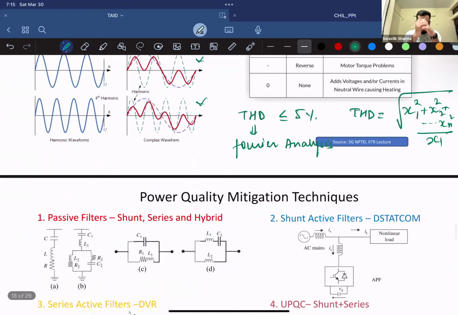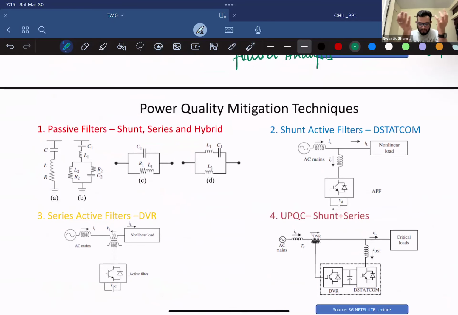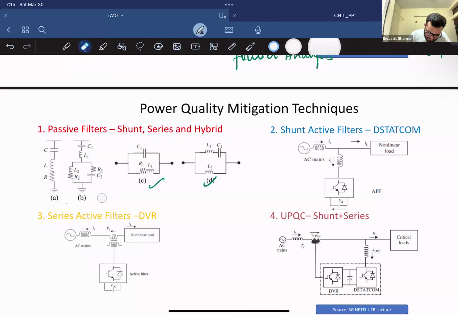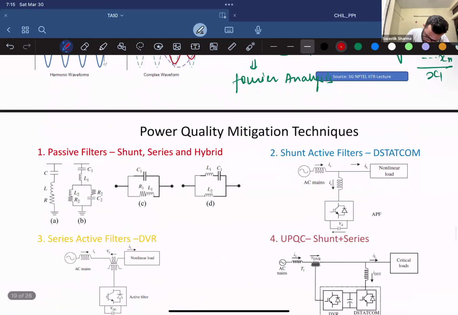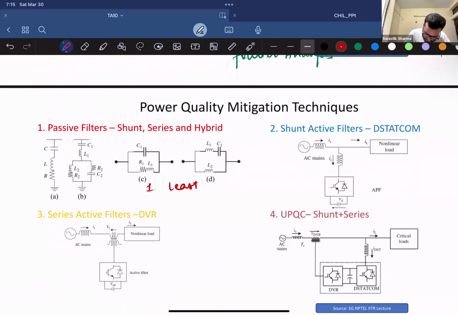Okay, so let's move on. You have multiple mitigation techniques available at your discretion. You can have passive filters, which are available in shunt and series conditions, and they can have hybrid conditions as well. The passive filters are the most basic forms of filters available to you. Let me write it somewhere. They are the least expensive, they don't require much maintenance, and they are easily built.